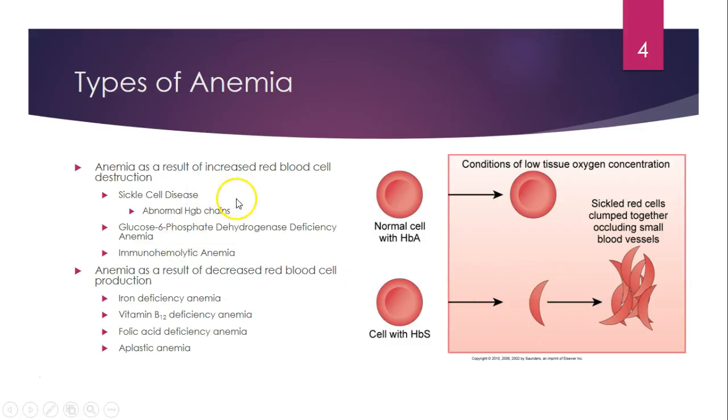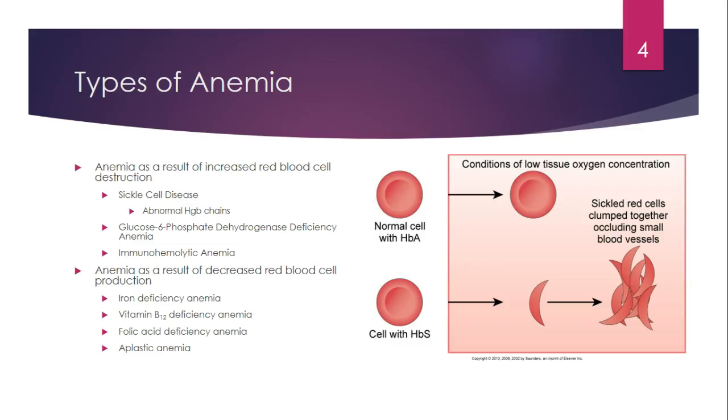So that's probably the major one as a result of red blood cell destruction changes. We can also have things such as G6PD, which is a genetic disability. Otherwise, we can look at immunohemolytic anemia, which is less common.